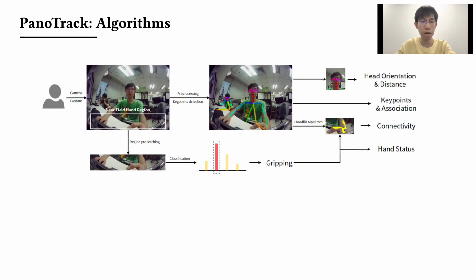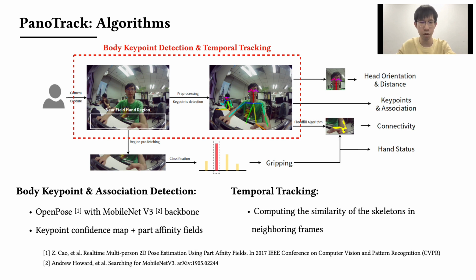Our algorithm pipeline consists of 3 main parts. The first part is to extract all the body keypoints and their associations in the image. We use MobileNet v3 as our backbone for efficiency, and use OpenPose to predict the keypoints and the spatial association. We also propose a method to associate the detected keypoints in the temporal domain to track the user.